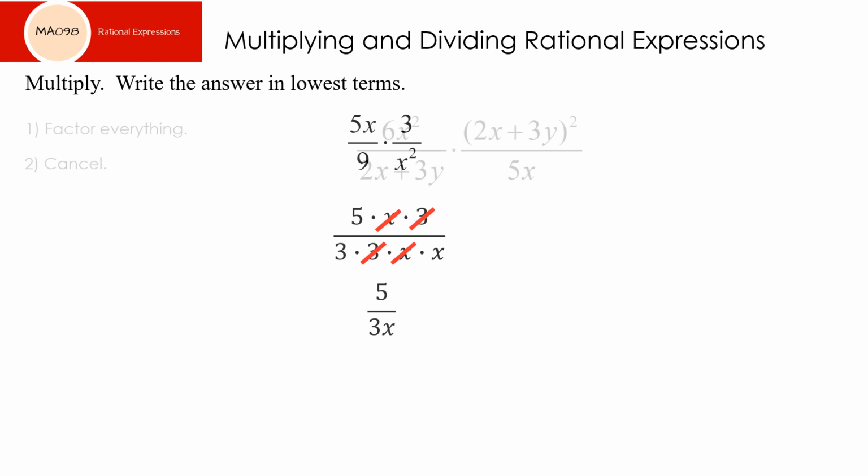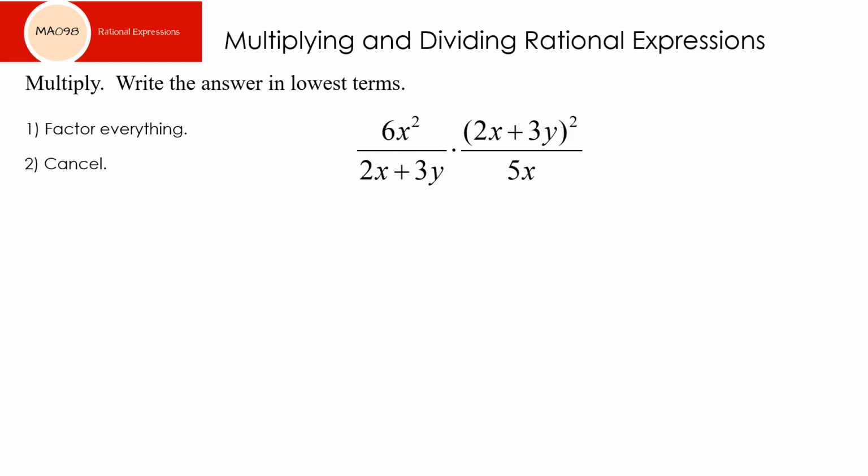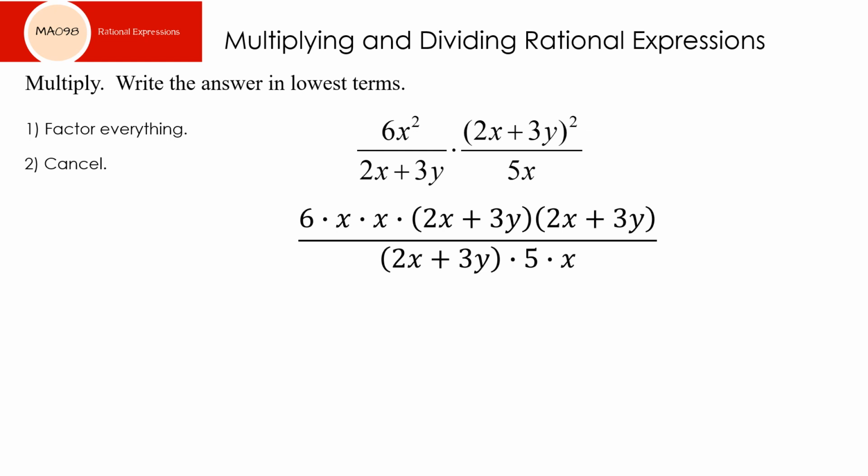Let's look at another one. Multiply, write the answer in lowest terms. The first thing we have to do is factor everything, and then we're going to cancel. On the top, I wrote 6 times x times x. 2x plus 3y squared means 2x plus 3y times 2x plus 3y. On the bottom, we're going to have 2x plus 3y, and notice that I put those in parentheses, times 5 times x.